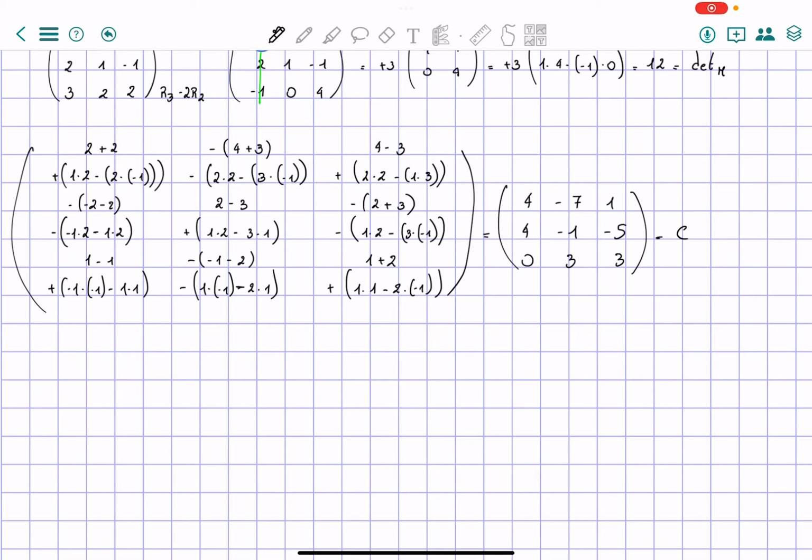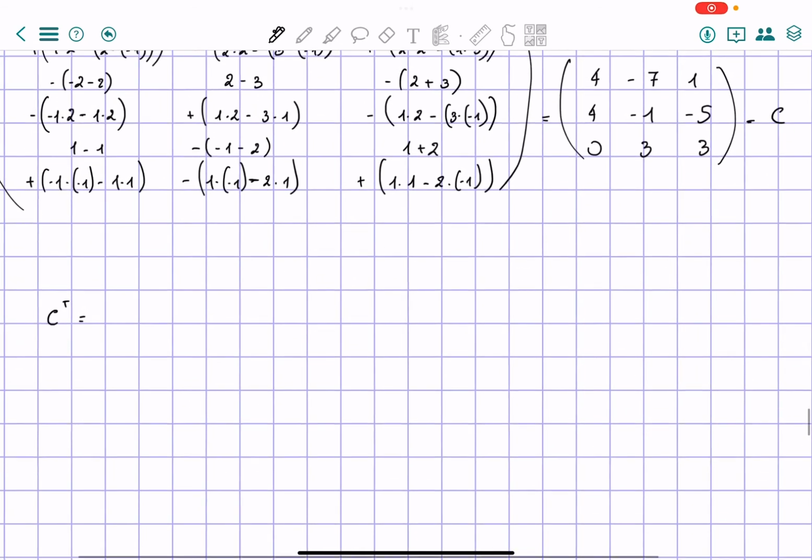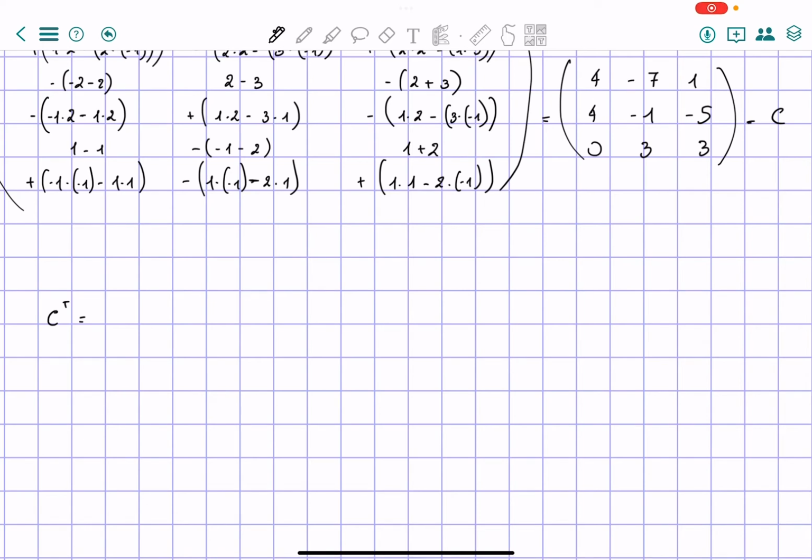Now with this, we have to find C, the power of T. So we're going to have to transpose the matrix. The first row will become the first column. So we're going to have 4, 4, 0. The second row will become the second column. So negative 7, negative 1, 3. The third row will become the third column. So 1, negative 5, 3.